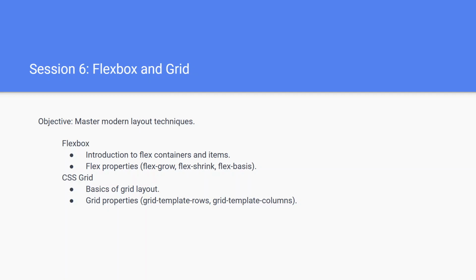Session 6 will be very important. That's when we'll be dealing with Flexbox and grid, using a modern layout. We'll not be using tables anymore. Tables are gone, so we'll be using Flexboxes and CSS grid. So we'll introduce you to flex containers and items, flex properties like flex grow, flex shrink, flex basis. We'll have the basics of grid layout. That will be grid properties and grid template.